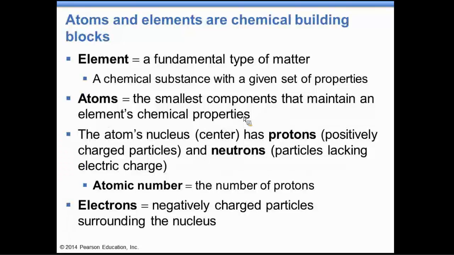Atoms and elements are the chemical building blocks. The nuclear reactor at Fukushima used uranium to power its reactors, and uranium is an example of an element. An element is a fundamental type of matter, a chemical substance with a given set of properties that cannot be broken down into substances with other properties. Elements especially abundant on our planet include hydrogen, oxygen, silicon, nitrogen, and carbon.